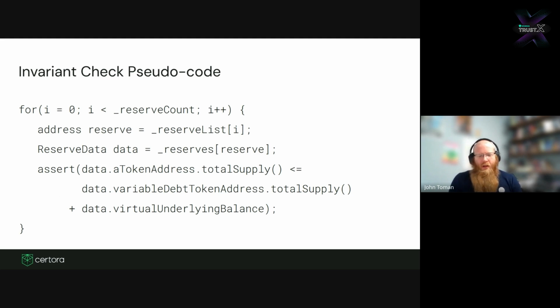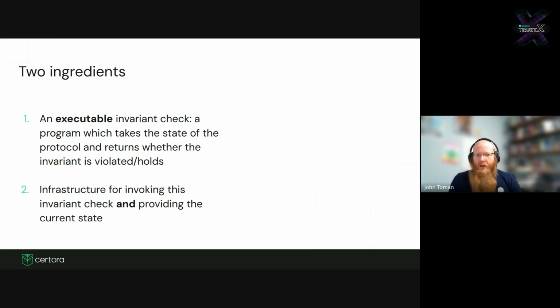So how do we monitor these invariants? Well, there are two key ingredients here. One is an executable invariant check, like the snippet of pseudocode we just saw. It takes the current state of the protocol or system and then indicates whether or not the invariant is violated or holds. So in our previous example, we had an assert statement. So if we finish that code without ever having an assertion violation, that means the invariant holds. But we also need an infrastructure for invoking this invariant check and providing the current state, the driver, if you will, for the actual invariant check itself.